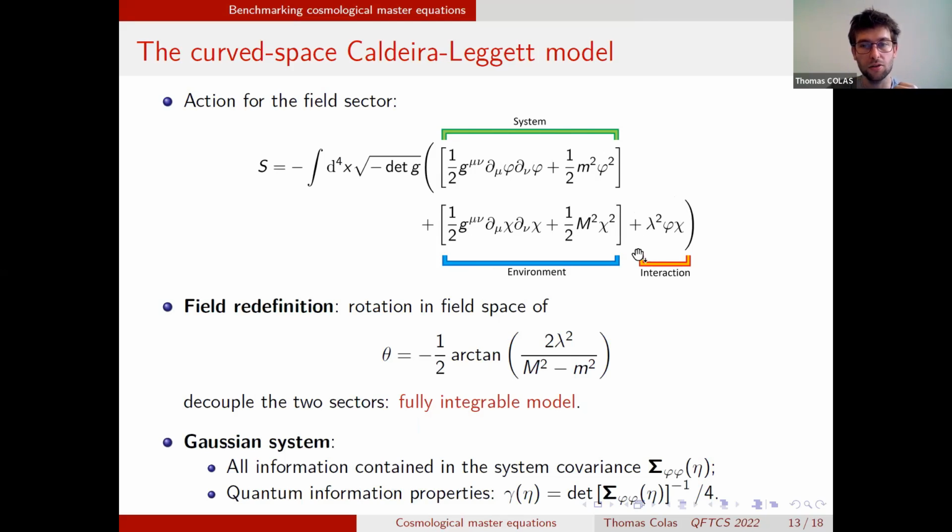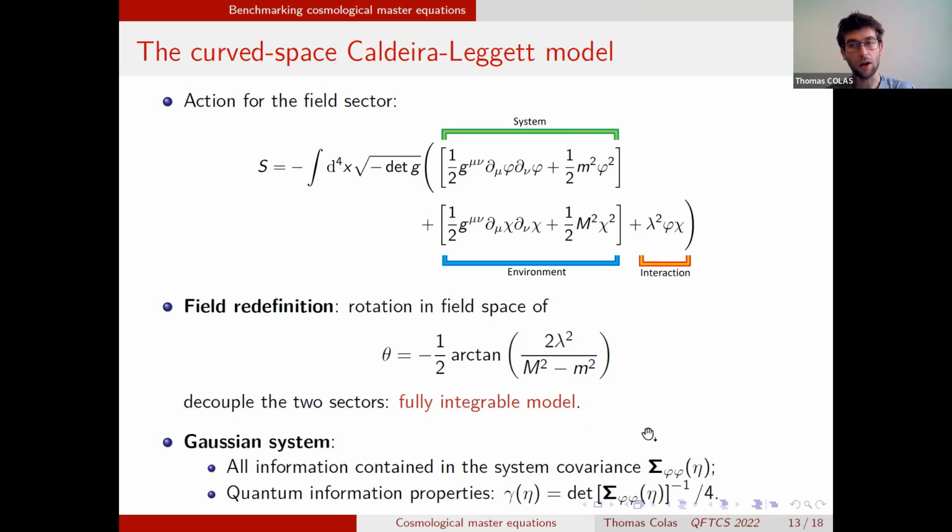As you can see, the interaction is linear, so we can exactly solve this problem by, for instance, performing a rotation in field space so that we solve the problem in the mass eigenstates. And also, as you can see, it's a Gaussian system, which means that all the information is contained in the two-point function of the system. And in particular, the quantum information properties, such as, for instance, the purity, which in this case is equivalent to a measure of the level of entanglement between the system and its environment, is also connected to the two-point function of the system.